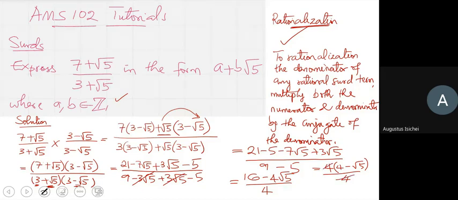So this is what we're actually doing. 4 cancels 4. So the answer is 4 minus root 5. But one can also say 4 in 4 is 1, 4 in 16 is 4, 4 in 4 is 1. But this is not actually the right approach to do it. The right approach is what I've done here. Okay. I hope that is clear.